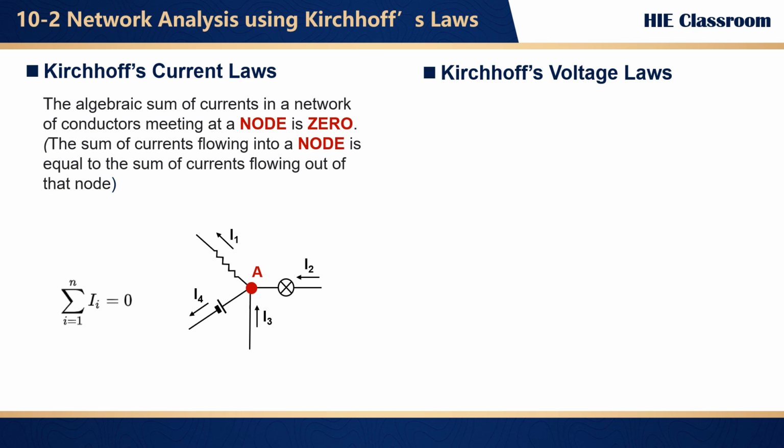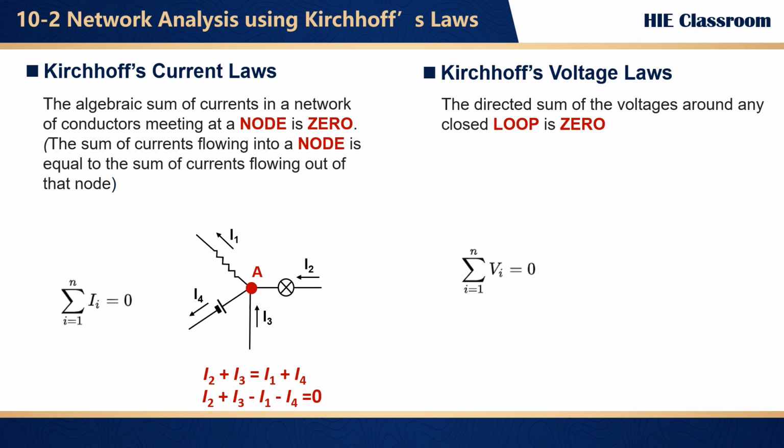Here's the trick. We give currents a sign: positive if they are flowing in, negative if they are flowing out. For example, here at node A, we can say something like I2 plus I3 equals I1 plus I4, or we could write it as I2 plus I3 minus I1 minus I4 equals 0. But we don't write current equations in this form a lot. Easy enough, right? Now let's talk about Kirchhoff's voltage law.